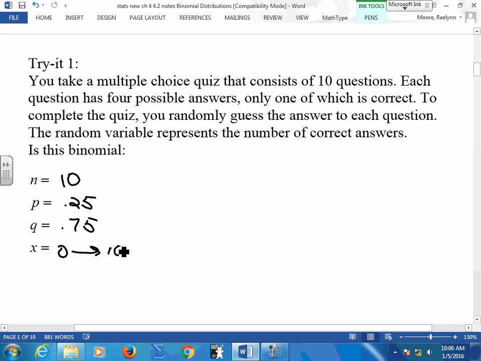So binomial. Even though you have 4 choices, there's only one correct. So you're either going to get a correct answer or an incorrect answer. So you have a binomial experiment.